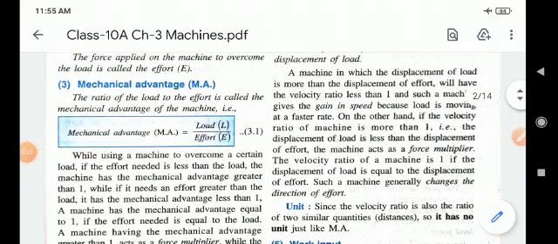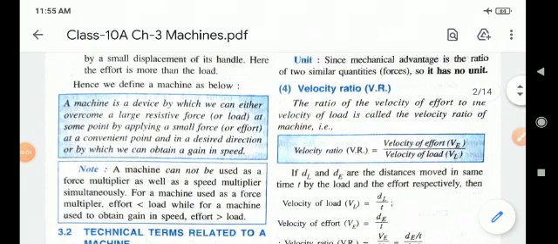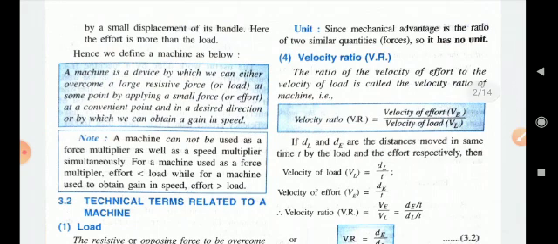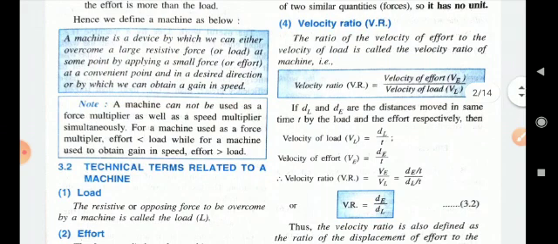Children, fourth point, velocity ratio. The ratio of the velocity of effort to the velocity of load is called the velocity ratio of the machine. It is represented by VR. VR is equal to velocity of effort VE upon velocity of load VL. If dl and de are the distances moved in the same time t by the load and the effort respectively, then velocity of load VL is equal to dl upon t, and velocity of effort VE is equal to de upon t.